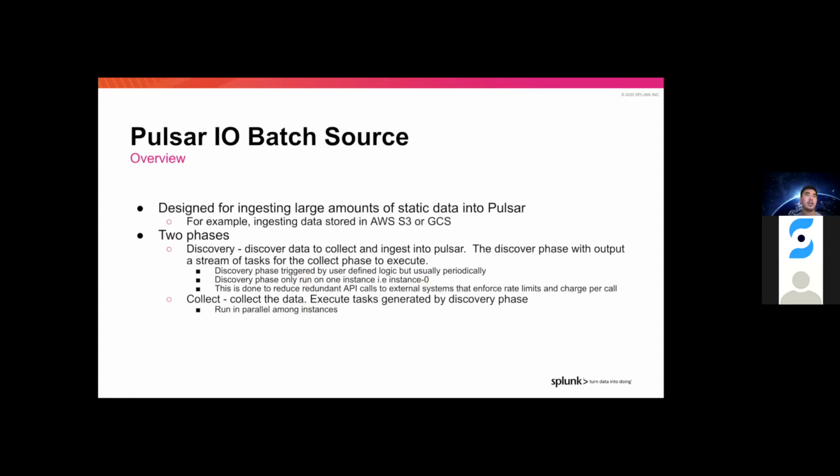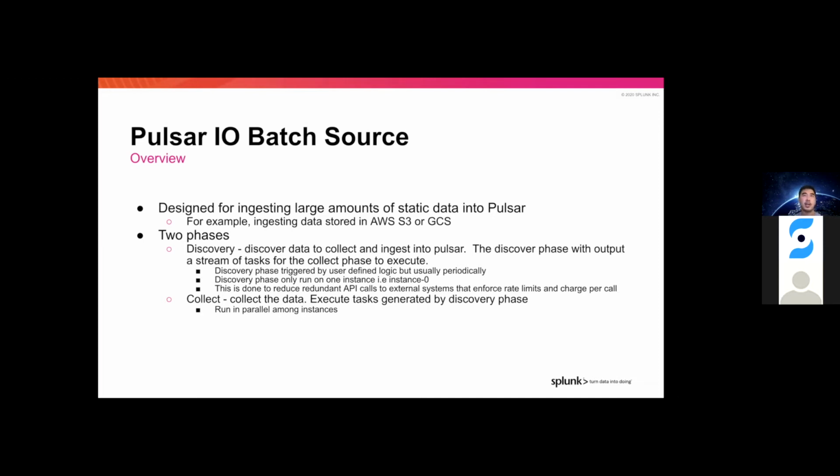One of the things that we created at Splunk and contributed to open source is the Pulsar IO batch source. At Splunk there are two different types of ingestion that we work with. The classic streaming data ingestion, which Pulsar IO is already designed for. But there are also workflows that are more batch-oriented, like collecting data from S3 that you want to periodically fetch and ingest.